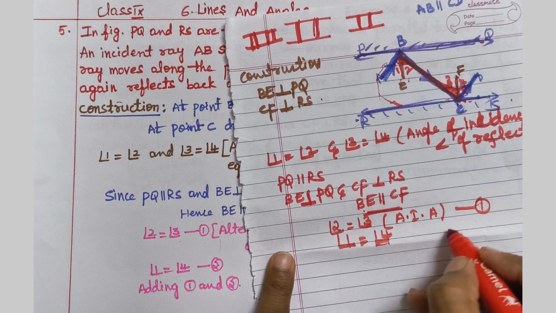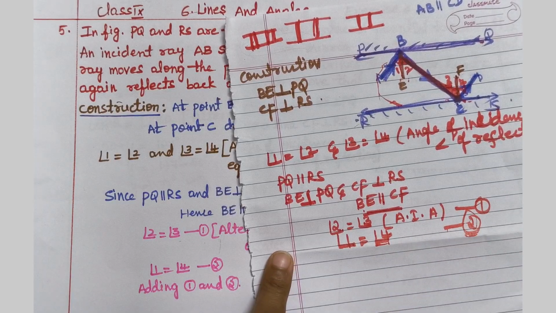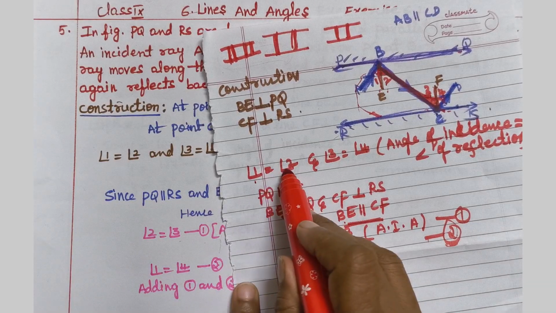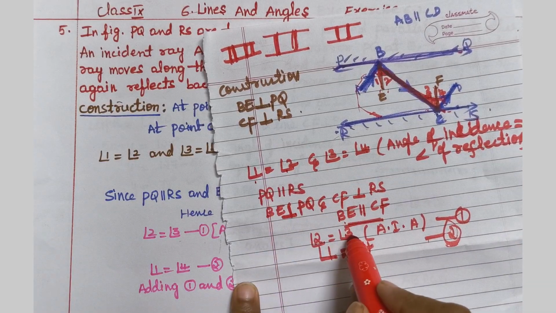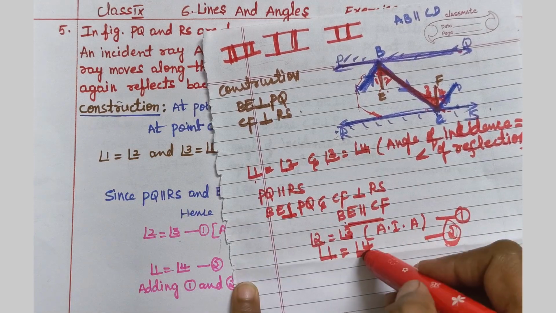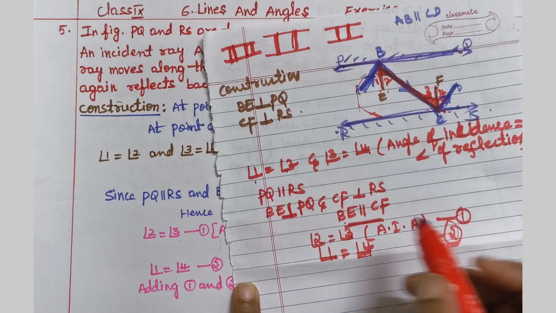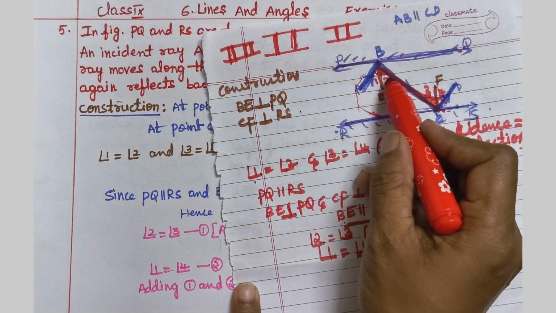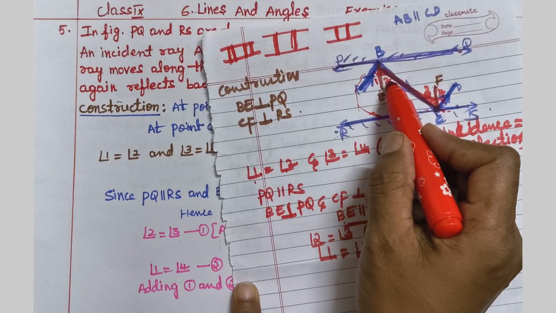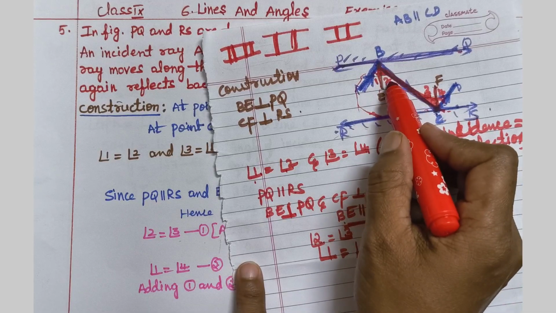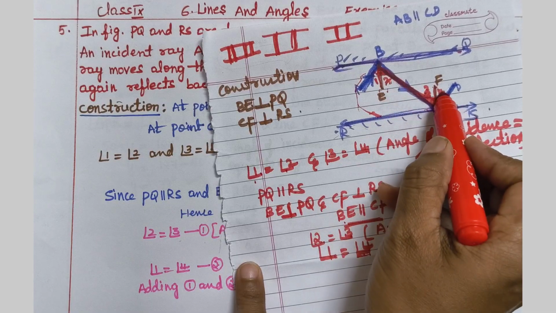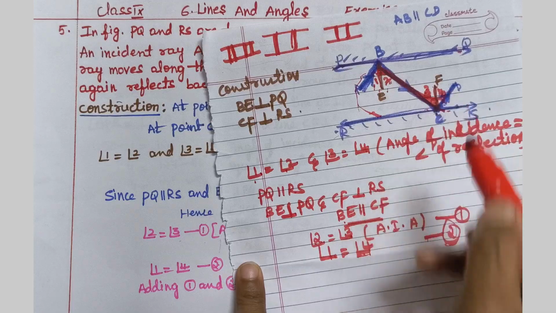Now you take, this is the first equation, this is the second equation. In this question observe carefully. 1 is equal to 2. Next, 2 is equal to 3, proved. Next, 3 is equal to 4, proved. So 1 equal to 4 also. Now you can write this as the second equation. See, 1 equal to 2 by angle of incidence and angle of reflection. Alternate angles: 2 is equal to 3. Next, 3 is equal to 4. So automatically 1 equal to 4.